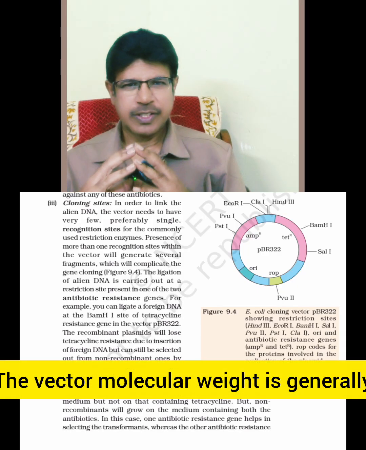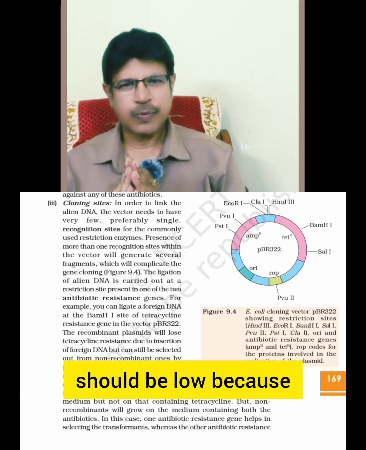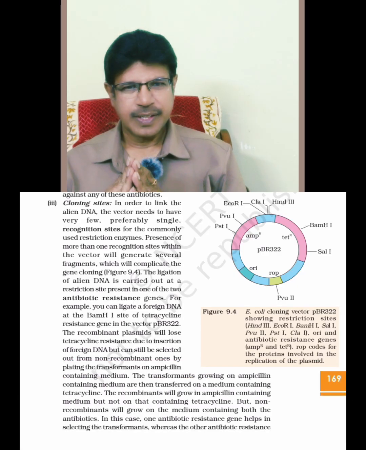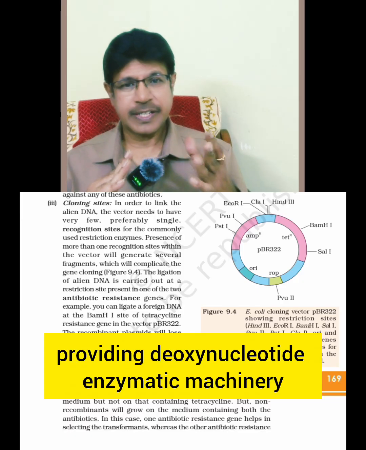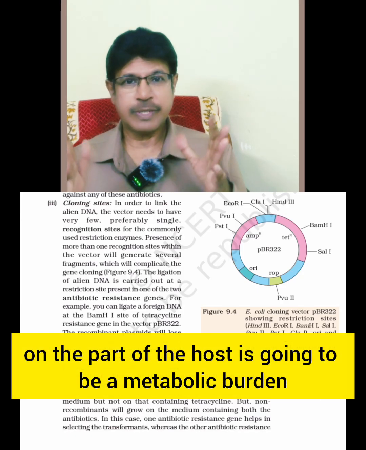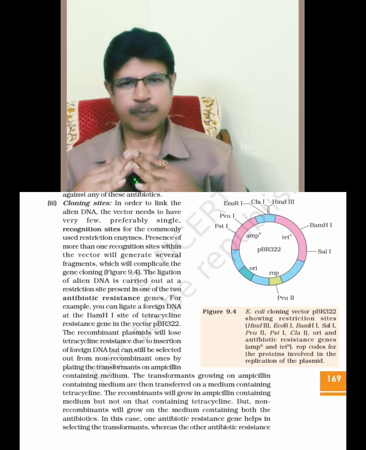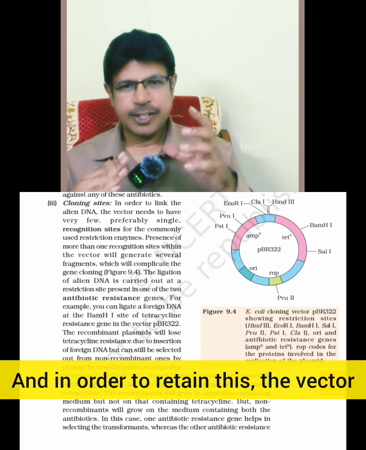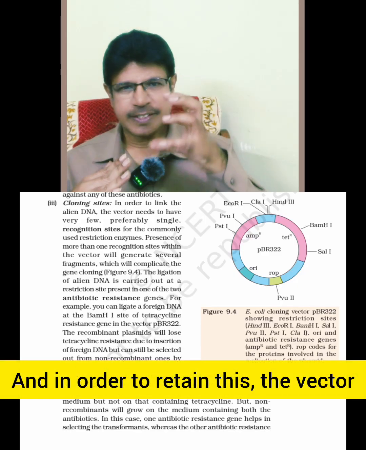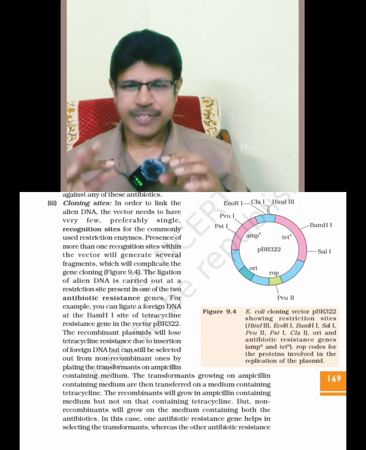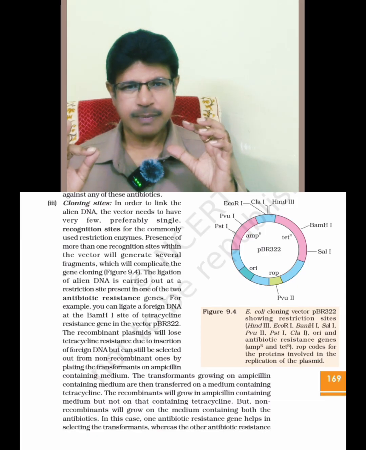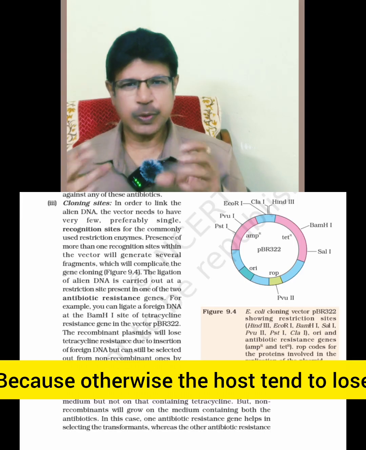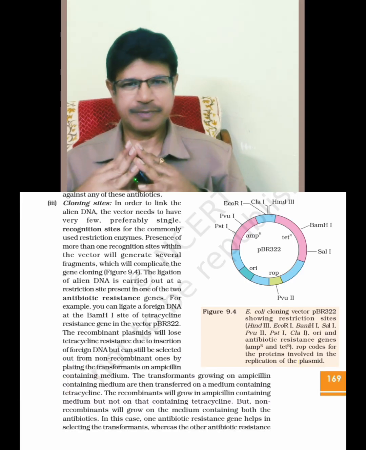The vector molecular weight should generally be low, because providing deoxynucleotides and enzymatic machinery on the part of the host is going to be a metabolic burden. And in order to retain the vector, the foreign DNA inside the cell, it must carry antibiotic resistance, because otherwise the host tends to lose the plasmid.